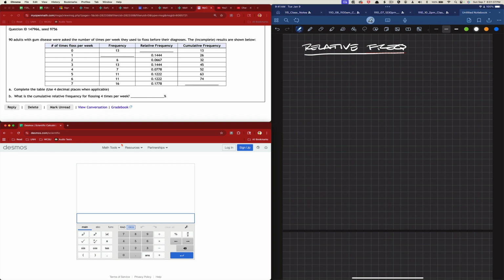So, I'm going to try to explain relative frequency in a simple way, or as simple as I can come up with. Okay, so that's poorly done, but it's good enough.